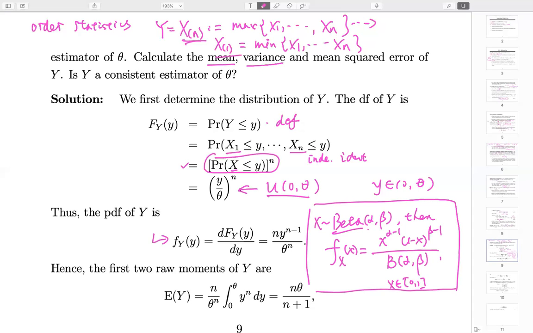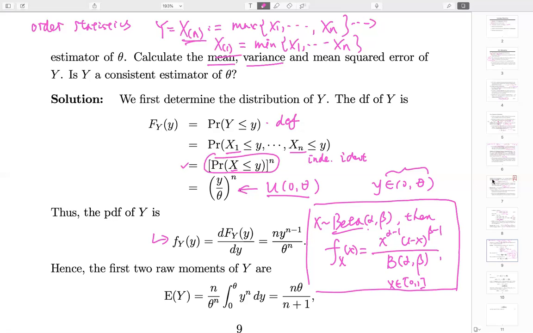So when you do a quick comparison, you can see that here your y is between 0 and theta. It's not 0 to 1. Well, obviously you just need to do a proper scaling, right? So y divided by theta will be between 0 and 1. So y divided by theta is then a beta distribution. As you can see, alpha is equal to n, beta is equal to 1. So it's a special beta distribution. Once you can identify the beta distribution, you can use the known results of beta to get mean and variance.